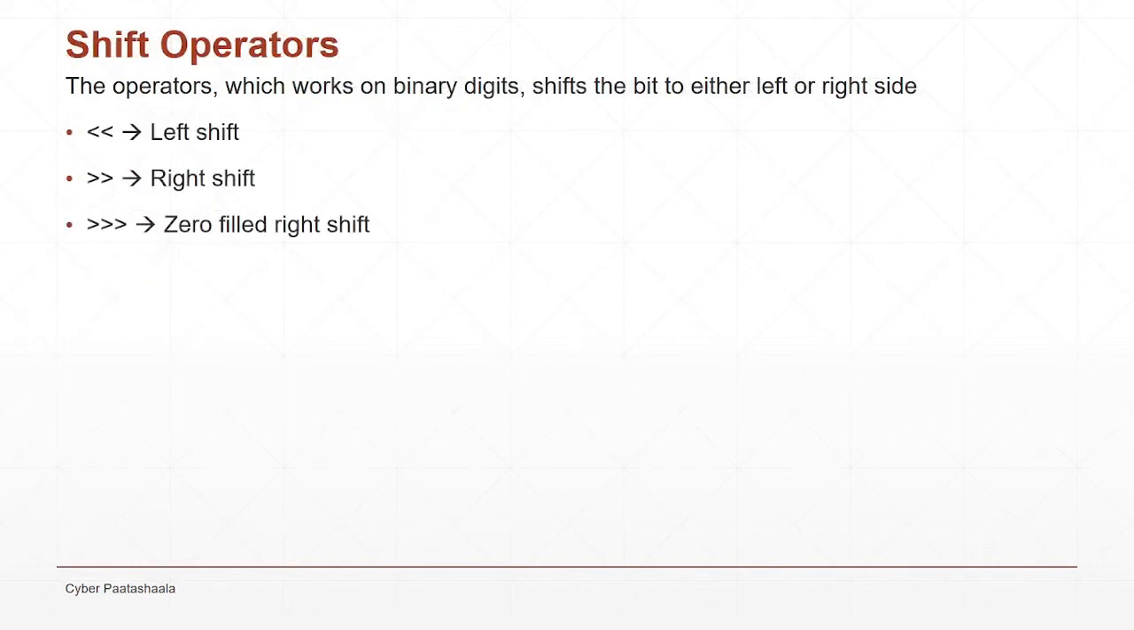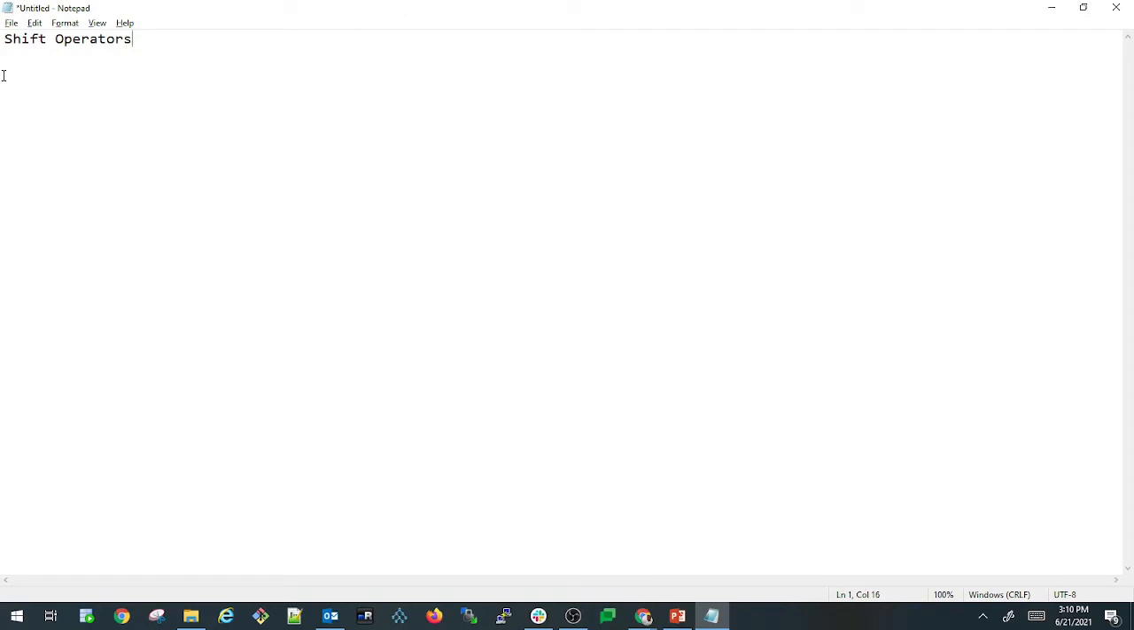Shift operators. The shift operators work on binary digits. Either they shift the binary digits to the left side or the right side. These are the shift operators we have: left shift, right shift, and zero-filled right shift. Let us discuss all the shift operators one after the other. Let us start with the left shift operator.